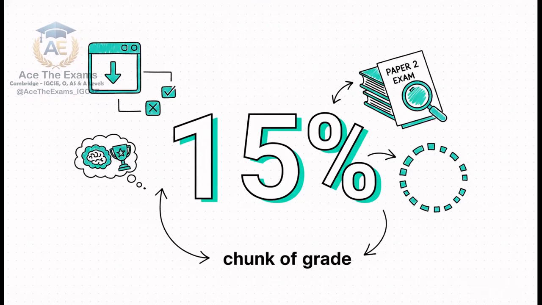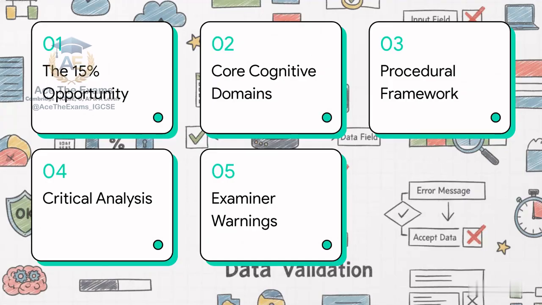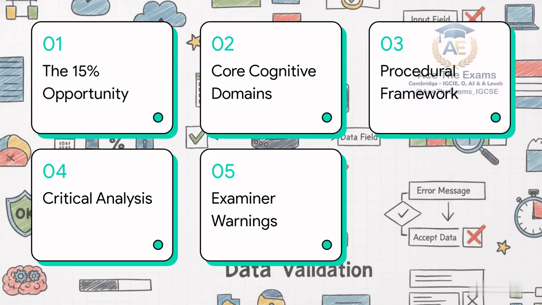It is about understanding how to deploy that knowledge exactly the way the Cambridge grading rubric demands within a tight time limit. Here is our strategic roadmap for securing those crucial marks today. We will start with a 15% opportunity, move into the core cognitive domains and command words, break down the procedural framework for writing answers, master critical analysis using the PEEL method, and finally, look at top examiner warnings.